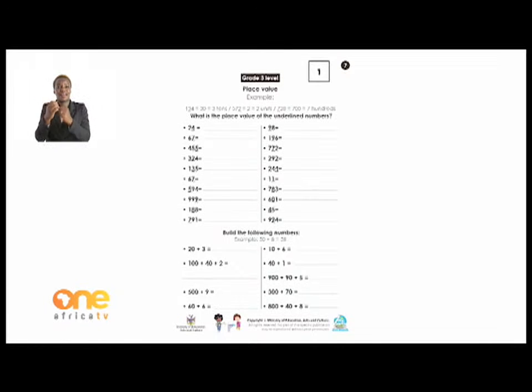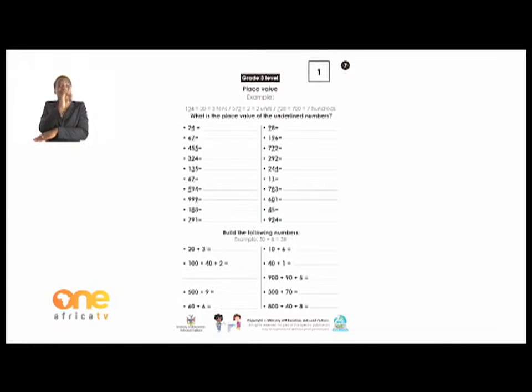Then we look at the next one, 572. We have the 500s, 7 tens, and 2 units. The units place has been underlined. So the place value for the 2 is the units. Let's look at the next one, 728. There's a line under the hundreds place, which means we have the 700s.